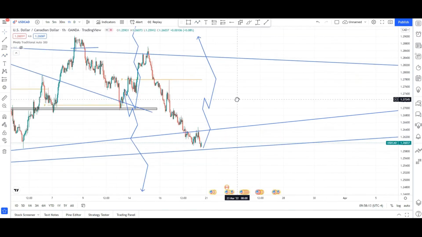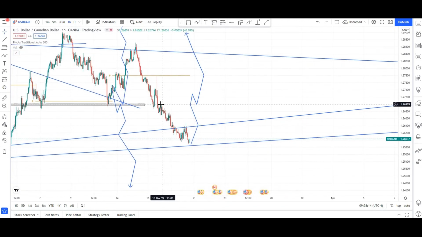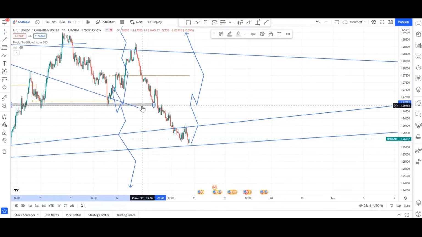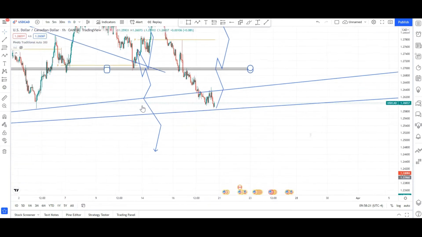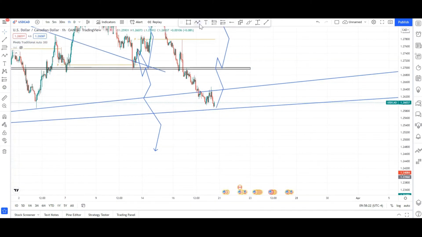Just a second guys, I will shift this. If it takes support, then only go for those upside momentum targets. We can also see that if it breaks and takes resistance, then we can see a heavy fall in this US dollar. This will be the first target, second target, this will be third and this will be fourth target.